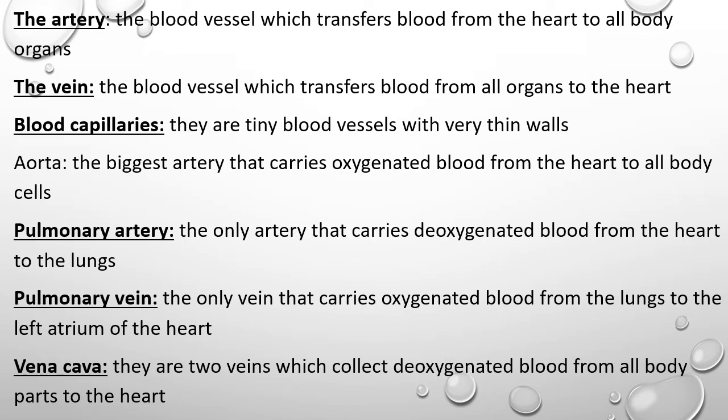Aorta is the biggest artery that carries oxygenated blood from the heart to all body cells. Pulmonary artery is the only artery that carries deoxygenated blood from the heart to the lungs. Pulmonary vein is the only vein that carries oxygenated blood from the lung to the left atrium of the heart. Vena cava are two veins which collect deoxygenated blood from all body parts to the heart.